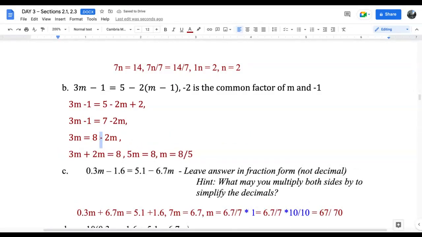Okay. Then I can move this negative 2m to the left-hand side. It becomes plus 2m. 3m plus 2m is 5m. So 5m equals 8, we divide by 5 on both sides. So m equals 8 over 5. So far, so good. If anyone has any questions, you can speak up or type in the chat, okay?